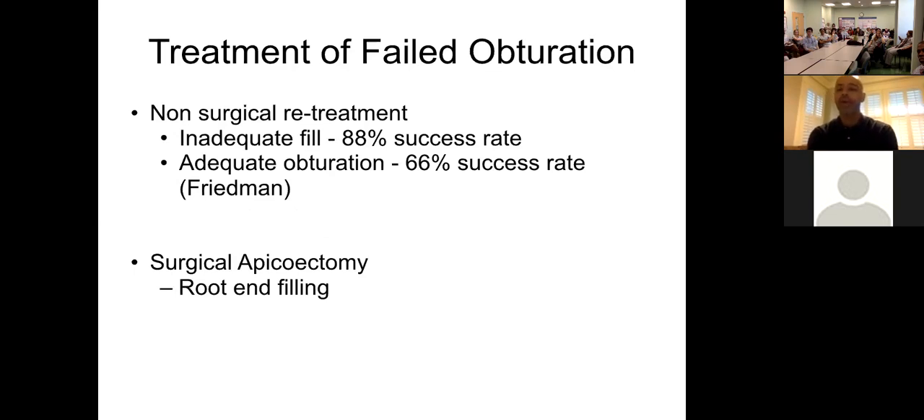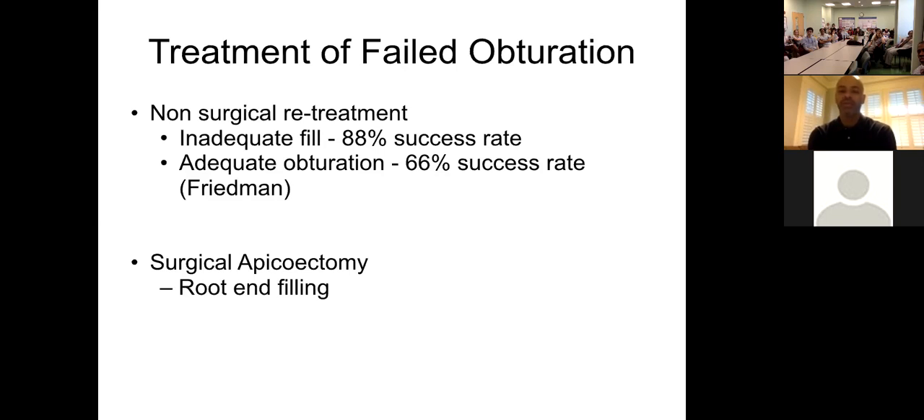All right, so what happens if the root canal system is failing due to the obturation? If it's just a bad fill and you retreat it yourself as a general dentist, or you send it to me, the endodontist, if it's a bad fill, I'm going to have a pretty good success rate, about 90%, all right?